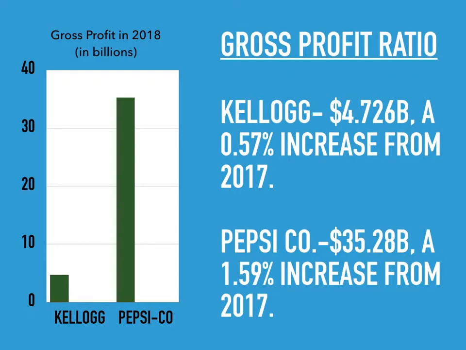The gross profit ratio is the measure of the amount by which the sale of inventory exceeds its cost per dollar of sales. It equals gross profit divided by net sales. If you take a look at the graph to the left, these numbers are generated from the year 2018. The information on the right is a percent increase taken from the past year to the current year.